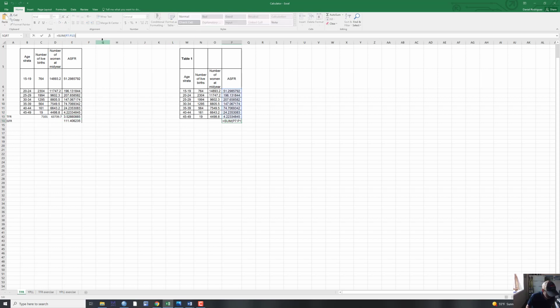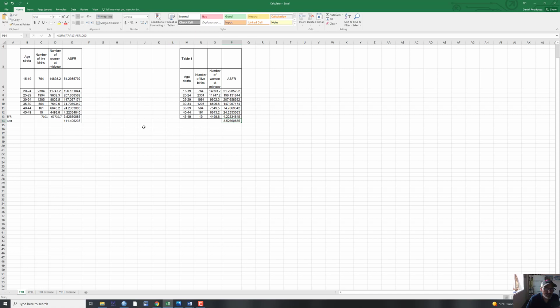So I multiply. The universal symbol for multiplication is an asterisk times 5, and then I have to divide by 1,000. That's what I did here. I divided by 1,000. So multiply by 5 and then divide by 1,000. And there we go. So what I did was I entered this equation into this little box here, and I was able to calculate my TFR.